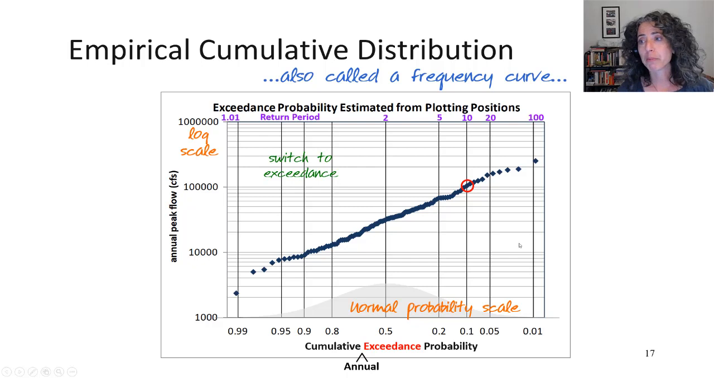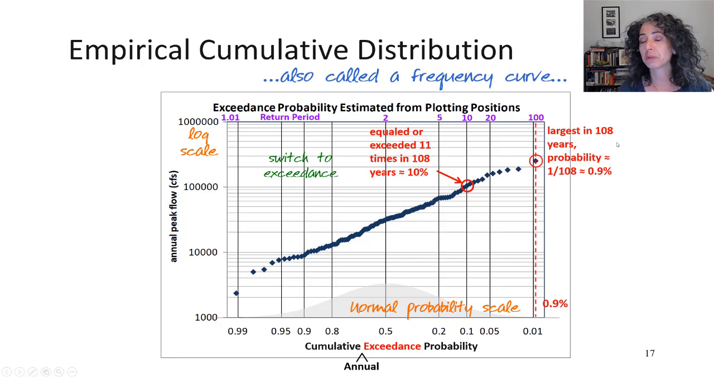Having gone to exceedance probability, we can plot return periods as well. The return period is just 1 over exceedance probability. So our value circled here, the 105,000 CFS with a 10% exceedance probability, is just based on estimating that plotting position from the fact that the value has been equaled or exceeded 11 times in 108 years, right? And a similar assumption for our largest point is we can plot it only by estimating that it was the largest value in 108 years.